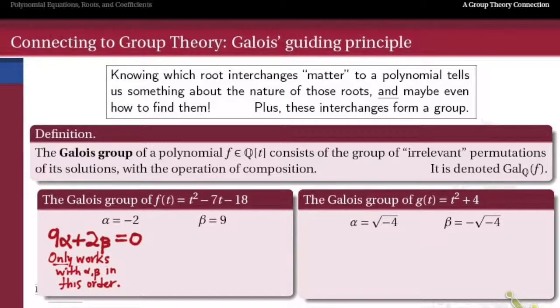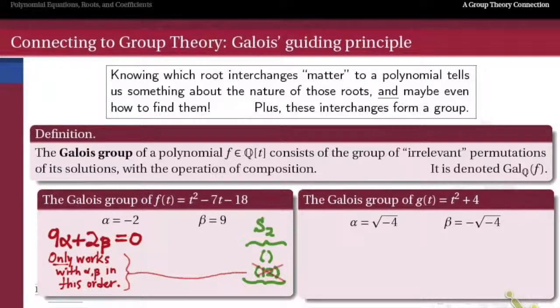If we traded alpha with beta and got 9 beta plus 2 alpha equals 0, that equation was no longer true. So of the permutations that we could do to these two roots, and the possibilities are the trivial permutation and the interchange of alpha with beta, so swapping the gourmet and the instant coffee, only the trivial permutation could we get away with without falsifying something, because this particular polynomial, 9 alpha plus 2 beta equals 0, is satisfied in the first order but not in the second order. So we get rid of that interchange of alpha and beta because it doesn't leave this polynomial equation invariant. And so the Galois group of this polynomial consists only of that trivial permutation.